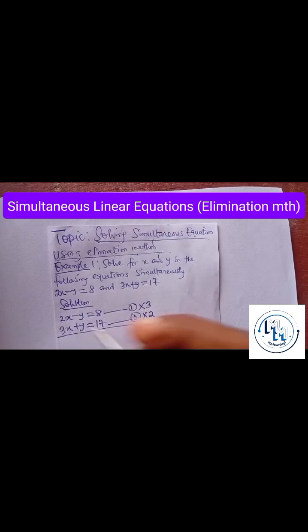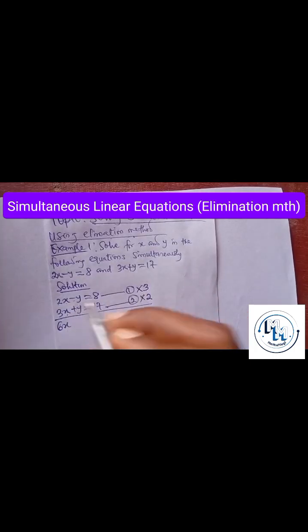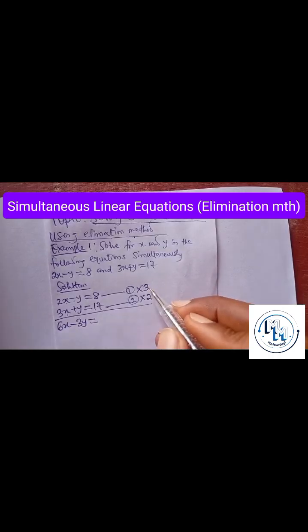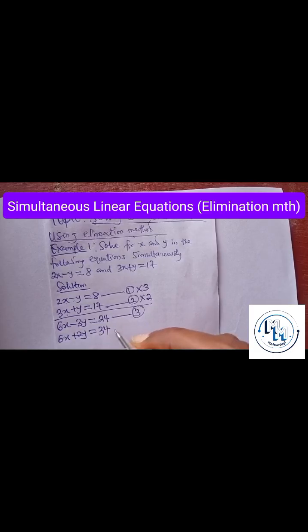3 times 2x is 6x. 3 times minus y is minus 3y. Then 3 times 8 is 24. Let me call this equation 3. Then 2 times 3x is 6x. 2 times y is 2y. Then 2 times 17 should give us 34. I call it equation 4.